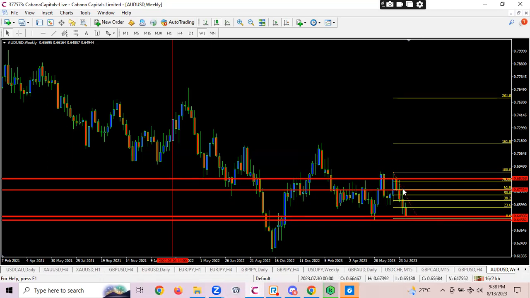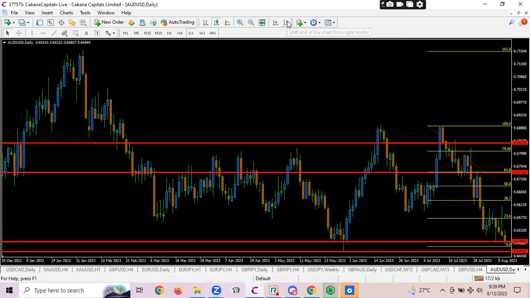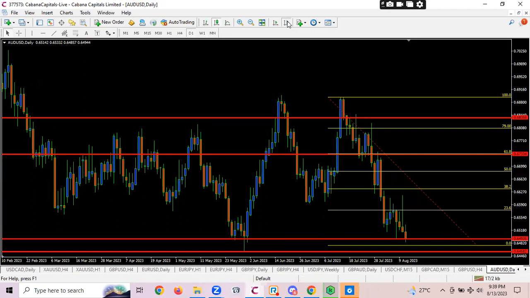So I'm waiting for a pullback. That's my take on Australian dollar USD. I expect price to pull back to level 50 or level 61.8. What I'm looking out for is a candlestick formation. A bullish reversal candlestick formation should form on the daily or 4-hour time frame. That's when I will consider selling.